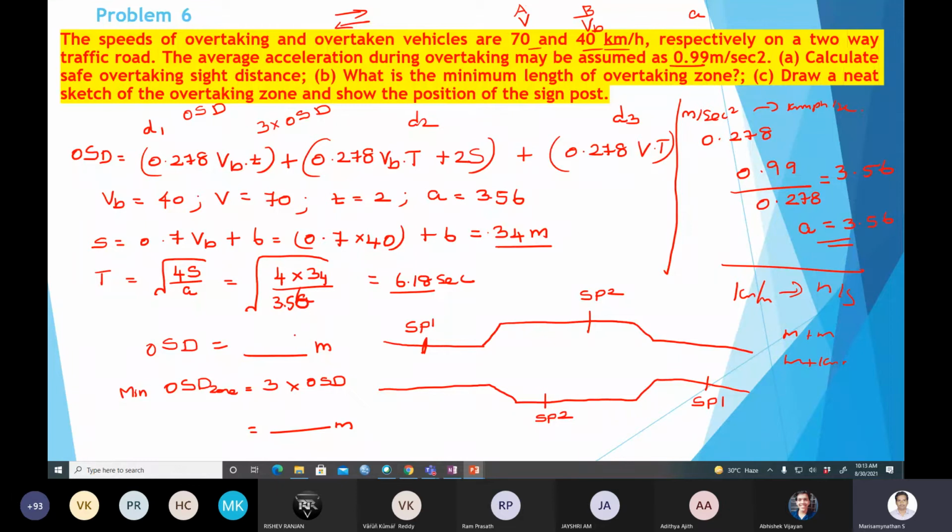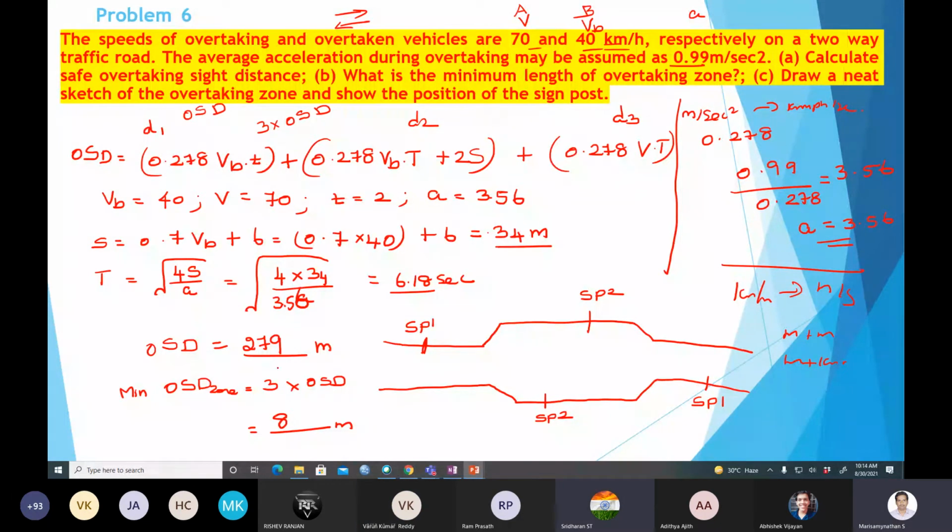Has anybody estimated, or can you estimate? Apply all the values. So 279.22 meters. Approximately 280 is coming. So 280 into 3, how much is it coming? 840.